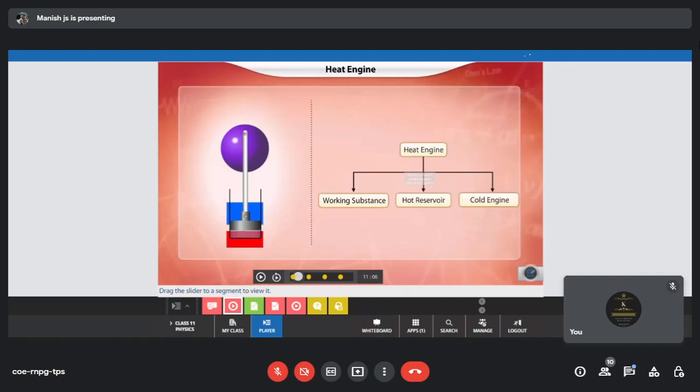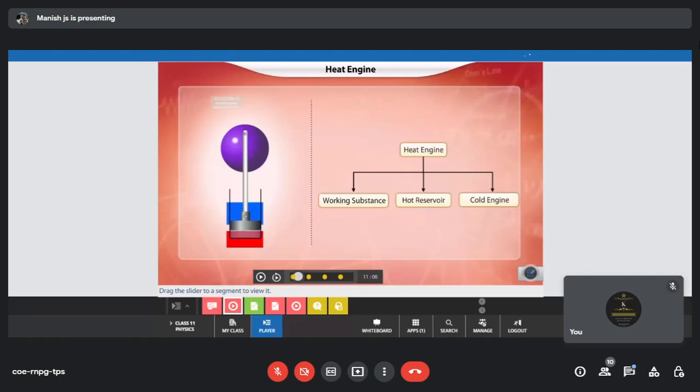Hot reservoir, now what is it in the heat engine or thermodynamics? Hot temperature. Okay. The temperature it is changing. Sir, heat produced. Stored for high temperature. Okay.